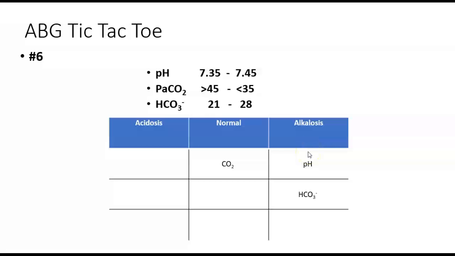Carbon dioxide was 37. That's in between 35 and 45. Carbon dioxide is normal. And bicarb is 30. Normal is 21 to 28. 30 is greater than 28, so it's over here on the alkalosis. Looking at our tic-tac-toe grid here, pH indicates we have an alkalosis. Bicarbonate represents metabolic. We're looking at metabolic alkalosis.